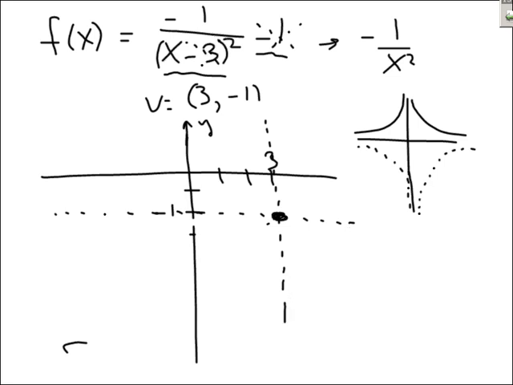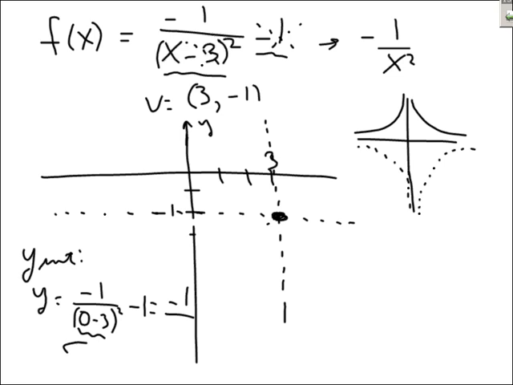So let's find the y-intercept. The y-intercept means x is 0. y is equal to negative 1 over (0 minus 3) squared minus 1. 0 minus 3 is minus 3. Square it, get positive 9, minus 1. This is negative 1 and a 9th. So if negative 1 is right here and negative 2 is right there, negative 1 and a 9th is like right here.